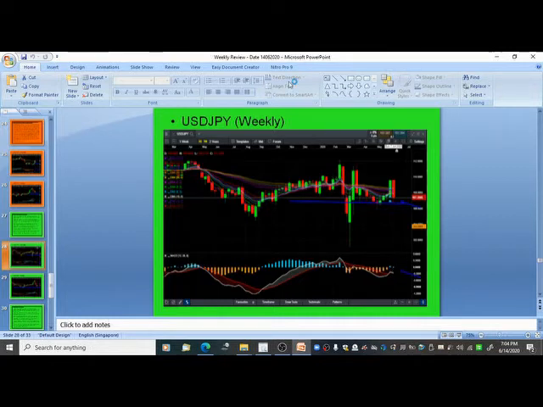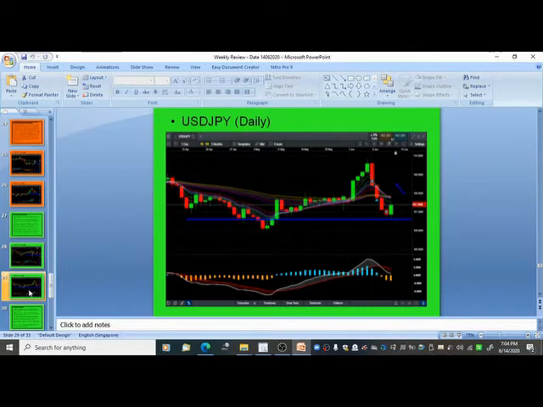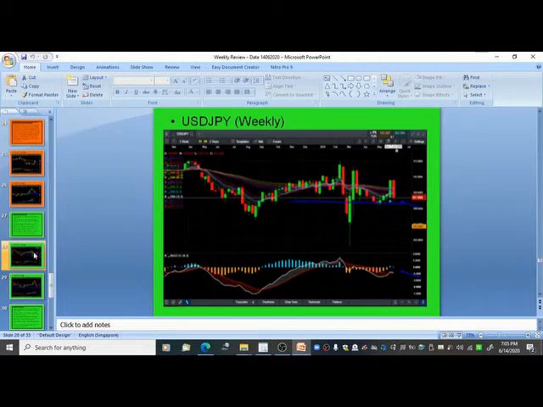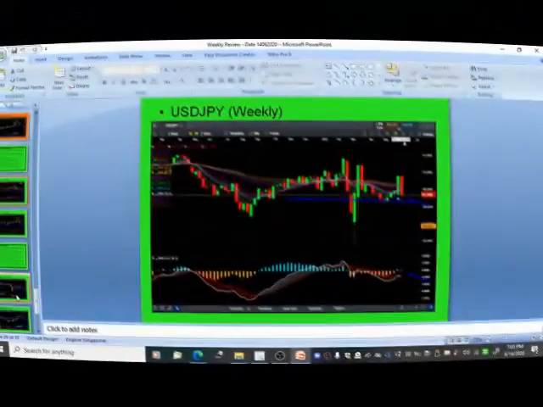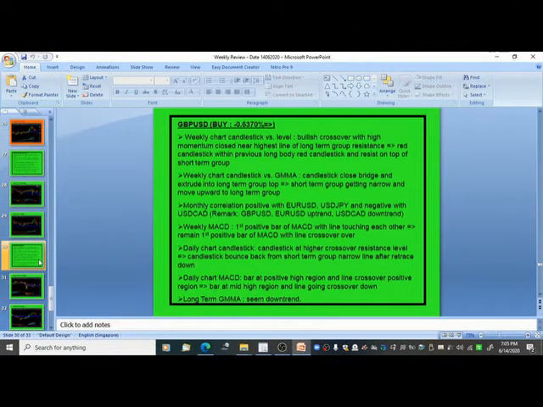Okay, and for the daily chart here, you can see this one, the bar is at the negative high region here, and this long term group is getting narrow here and crossing over to below here. So for the long term trend GMMA, the bullish reversal symptom is still carried forward. The second one for the new counter is GBP USD.